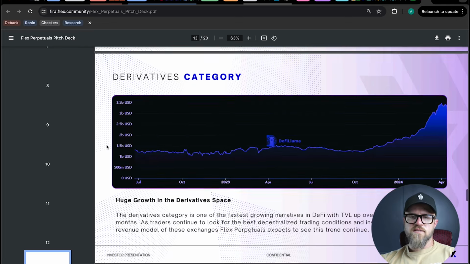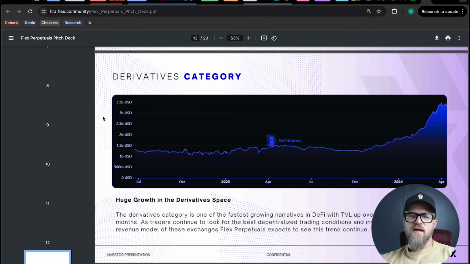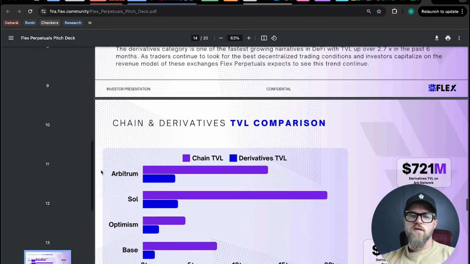So this is the derivatives category. It has grown massively to over $3 billion in US dollars since July of 2022. And so we're heading into 2024, we're getting a bull market going, guys, and I think this is a huge opportunity.